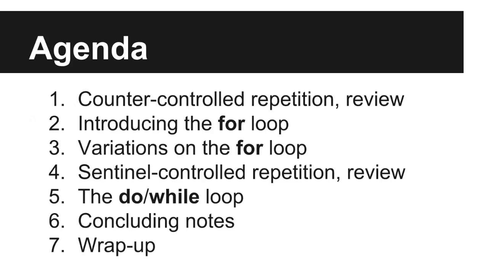Today, we're going to talk very briefly about counter-controlled repetition, both with the while loop and with the for loop. We'll talk about the for loop, since that's a structure we haven't yet used. I'll show you a couple of variations on the for loops. There are some ways that we can mess with it that you might see on an exam, or that you might see particularly bad or obnoxious programmers use in the real world.